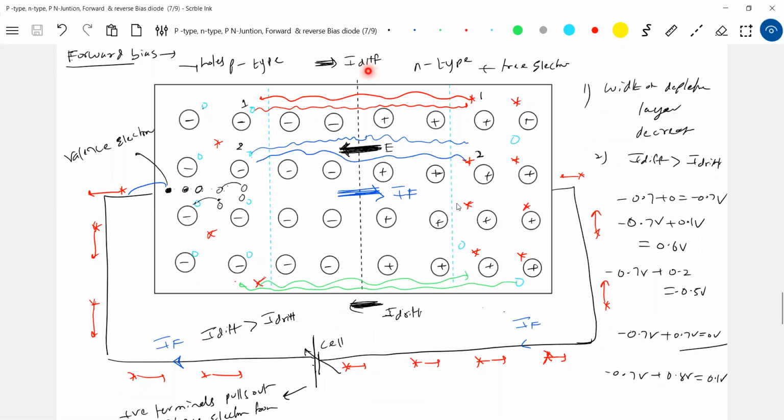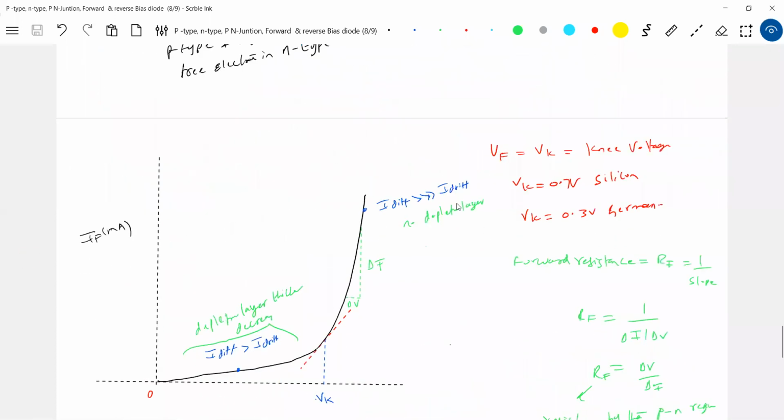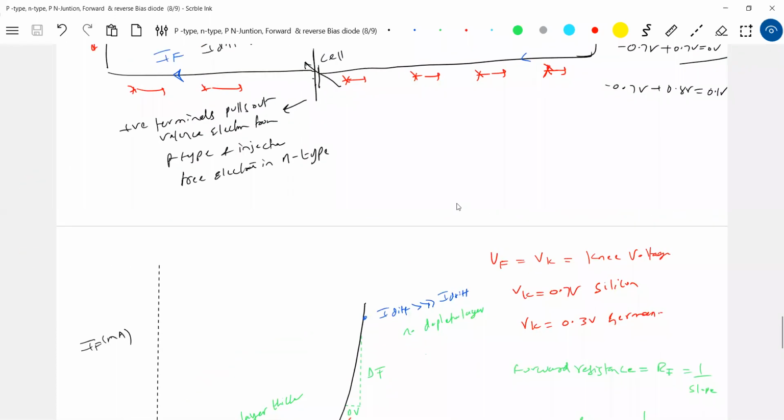Is the forward current due to diffusion current only, no? Both will be there, but the diffusion current will be greater than the drift current. And is the forward current due to majority carriers or minority carriers? The forward current is due to majority carriers. So these are some very important points. What is IF? This IF is due to the diffusion of majority carriers.